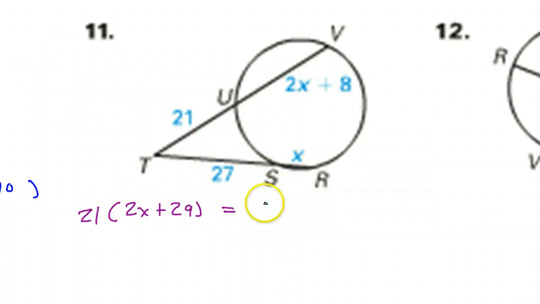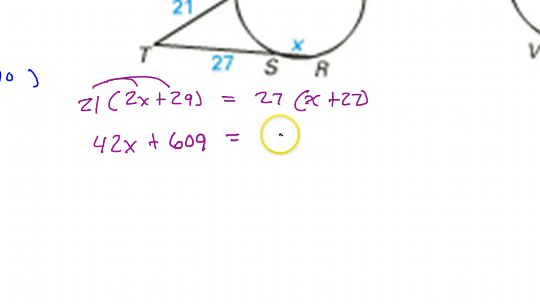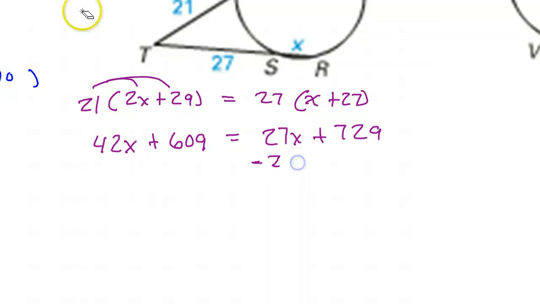Now between the 27 and the x, 27 is definitely the part because it's that outer part that we need. And then the whole is once again x plus 27. It's the sum of these. Okay. Distributive property with a couple big numbers. So this will be 42x plus 609 is equal to 27x plus 729. Next we will subtract 27x from both sides.